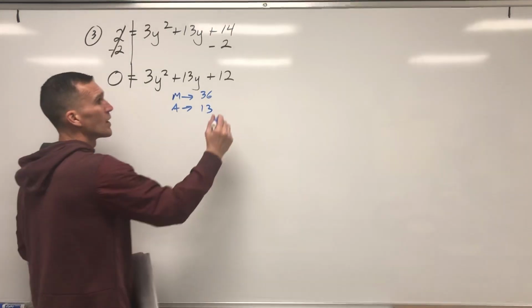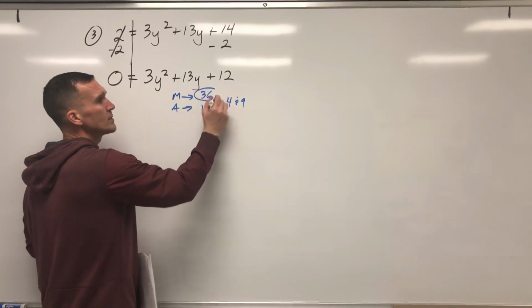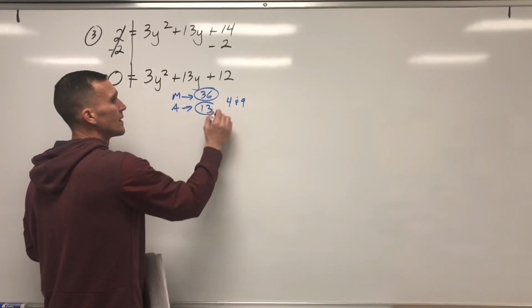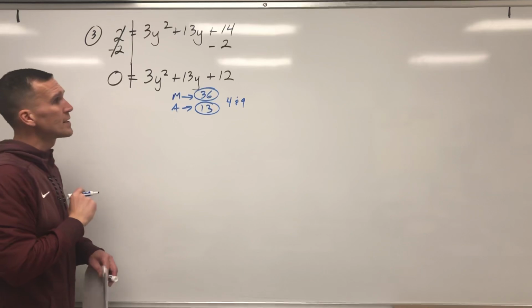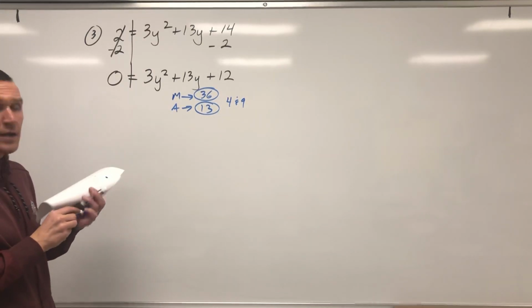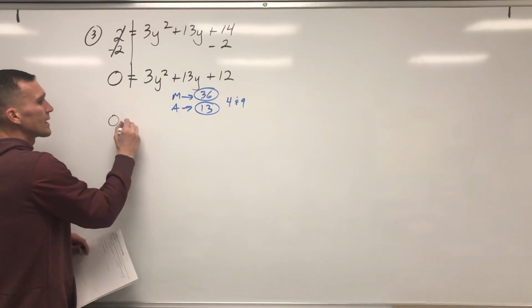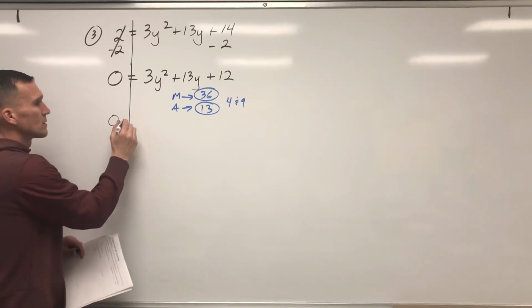The special numbers are 4 and 9. They times to make 36. They add to make 13. So now that I got my special numbers, I complete the process for MA bottoms up. I keep my 0 equals. I can't drop that. Still an equation.